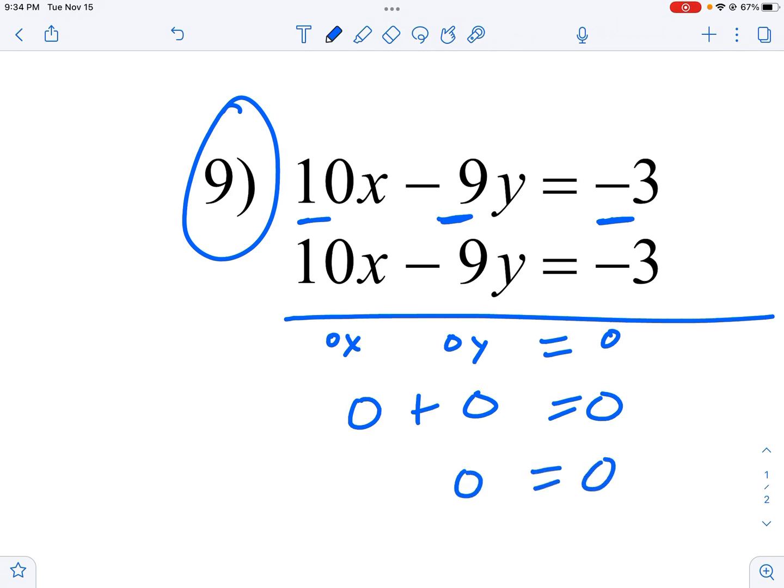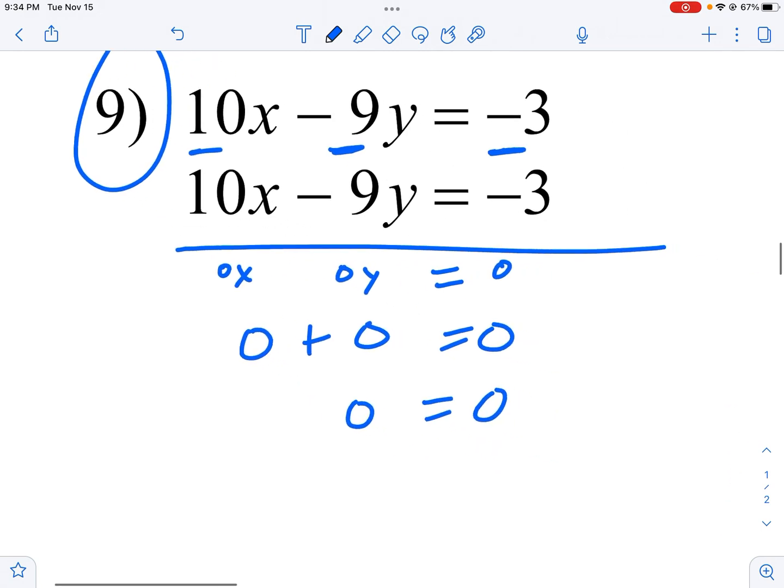0 equals 0. Hey, our variables disappeared. Sometimes that happens, and it's okay. Don't panic. It just means that it doesn't matter what variables you got here. You're going to get a true equation. And so this lets you know that you have infinitely many solutions.